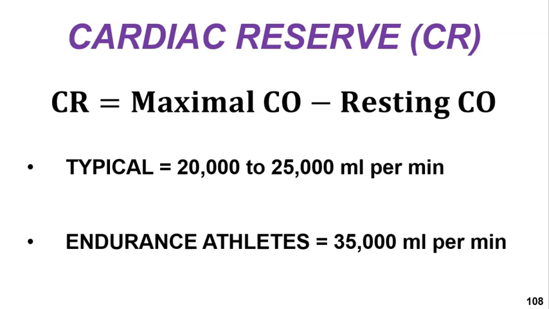So that means that the difference between the maximum and the resting cardiac output is roughly 20 to 25,000 milliliters per minute. In elite endurance athletes, who are very well trained cardiovascular endurance athletes, cardiac reserve is roughly 7 times the resting cardiac output, at somewhere around 35,000 milliliters per minute.